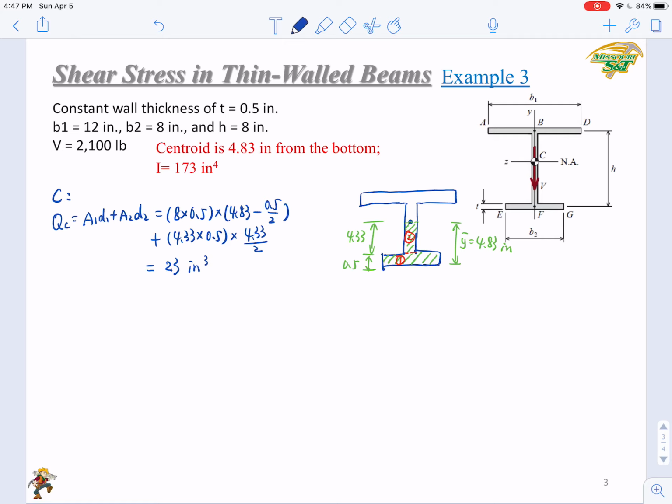So the shear flow at point C can be calculated as VQC over I. That is 2,100 times 23 over 173. You get 279. Okay, again, it's pound per inch.